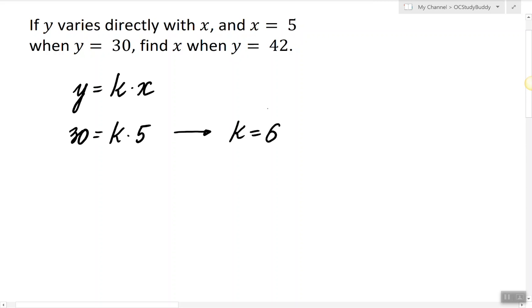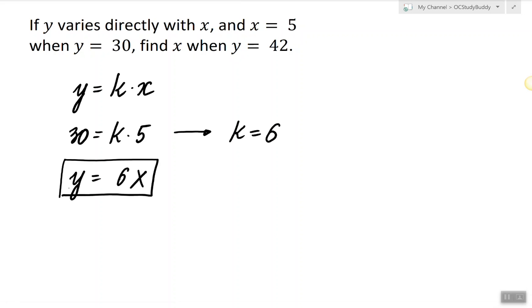So when I find my k, now I have a working formula that I can use to relate x and y. Y equals 6x. So it's not just some unknown constant k, it's actually a number 6. And using this formula, now I should be able to answer any question.